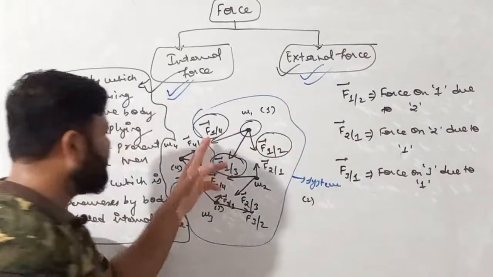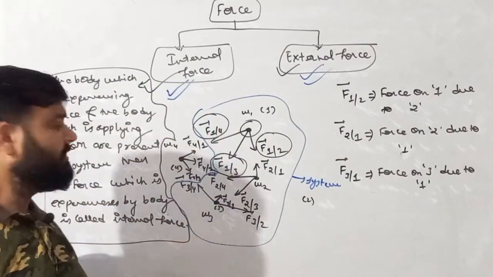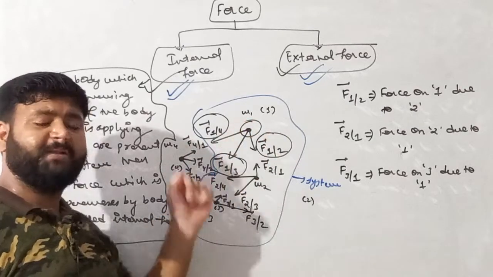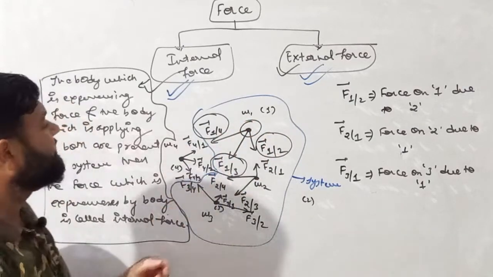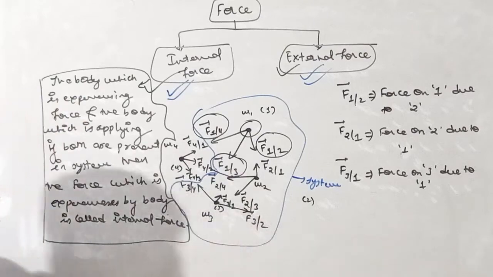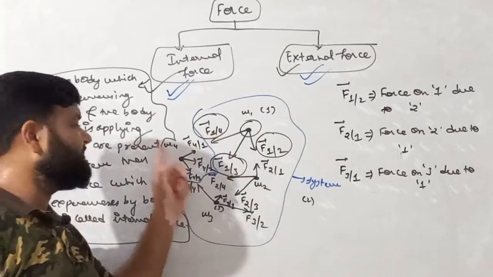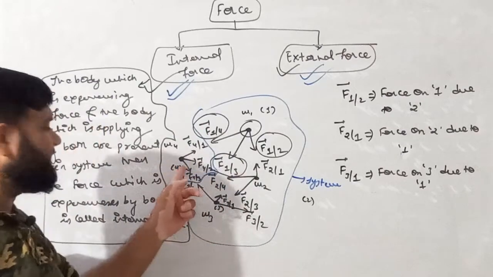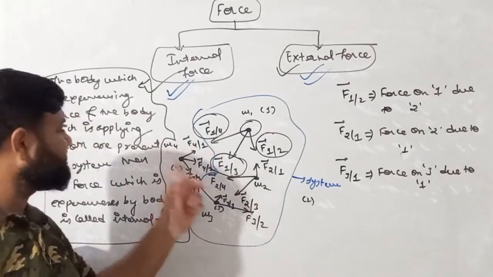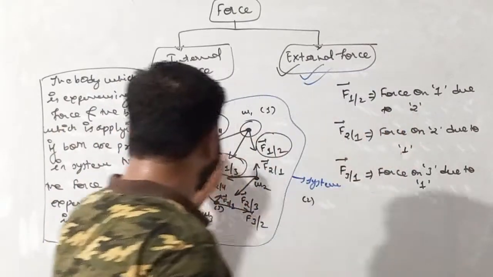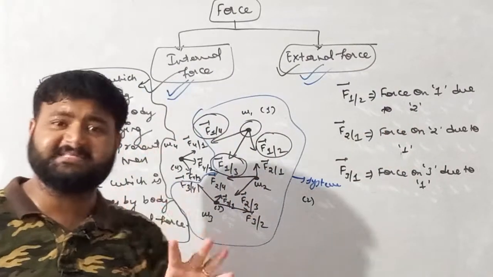Moving forward, now see F14. F14 means force on the first body applied by the fourth body. Now see, the body which is experiencing force is the first, and it is part of the system, but the body which is applying force is the fourth body, and this fourth body is not a part of the system. Hence we can say F14 is an external force.